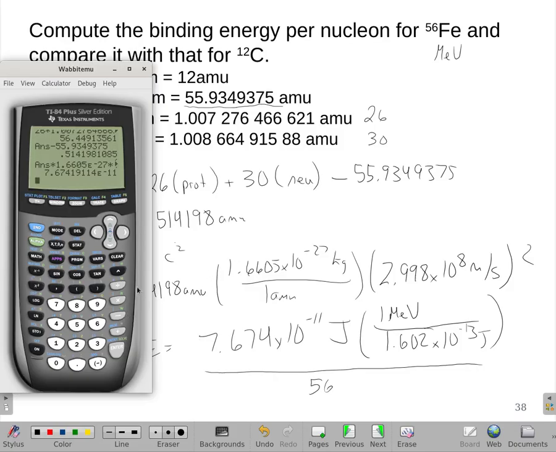So, divide this by 1.602 times... I lost my 2. 1.602 times 10 to the negative 13th. Going to be this big number, and divide that by 56, and we get a binding energy of 8.55.